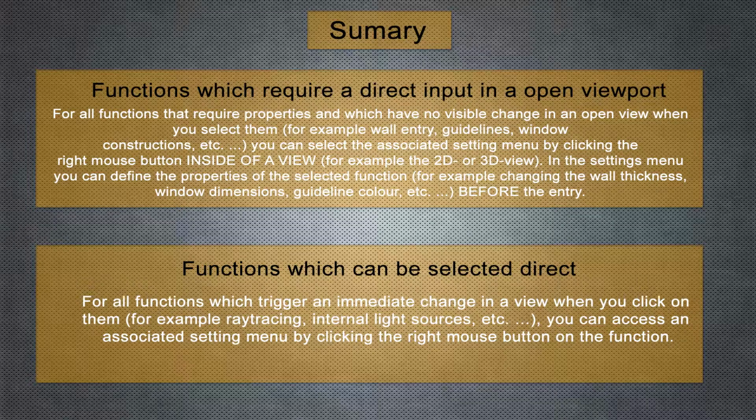Functions which can be selected direct. For all functions which trigger an immediate change in a view when you click on them, for example, ray tracing, internal light sources, you can access an associated setting menu by clicking the right mouse button on the function.